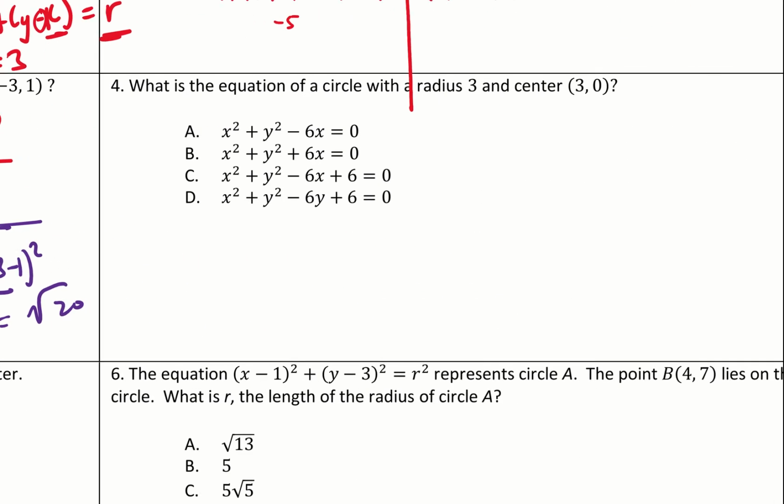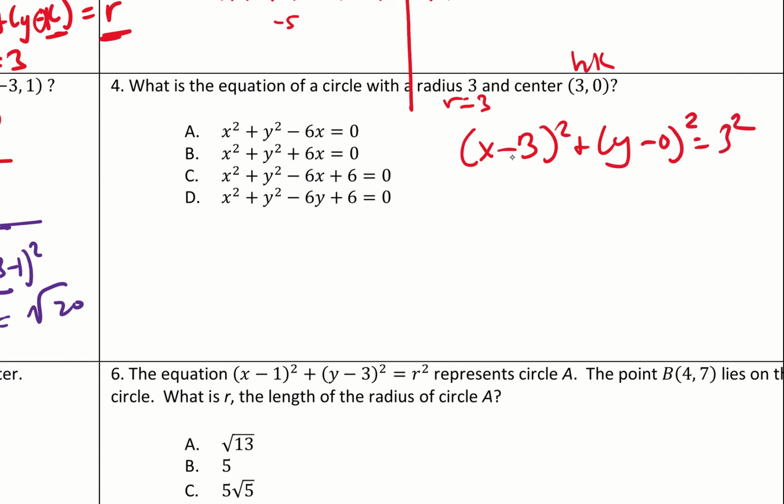All right, so for number 4, what is the equation of a circle with a radius of 3 and the center of HK? So let's plug it in. That's all we got to do. It's x minus h squared plus y minus k squared equals r squared. So it's x minus 3 squared plus y squared, the 0 doesn't really do anything, equals 9.